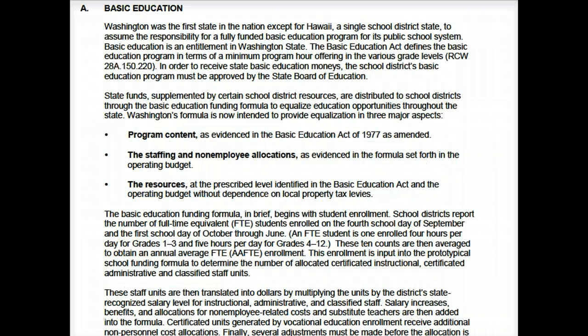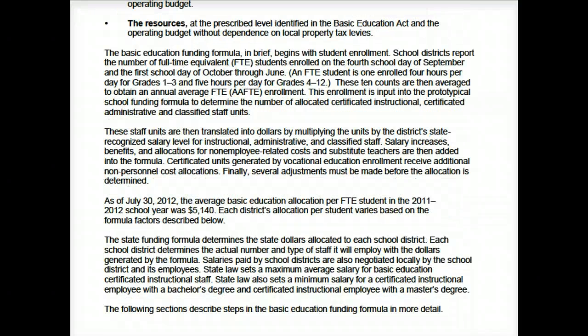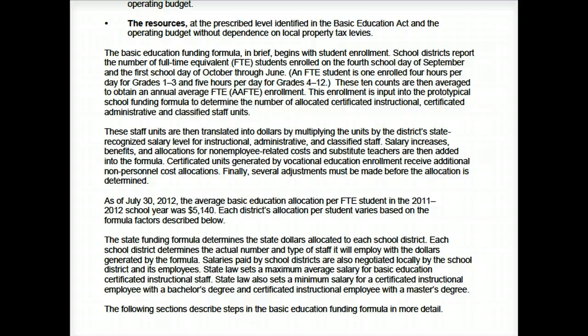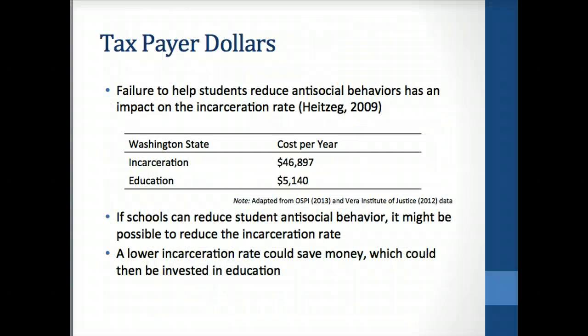In comparison, this is an excerpt from the 2013 Organization and Financing Report from the Office for Superintendent of Public Instruction in Washington, which shows the basic education allocation for each student. As you can see here, as of July 2012, the average allocation per student was $5,140, a big difference to the $46,000 it costs to incarcerate an adult. Perhaps if schools can reduce antisocial behaviour, it might be possible to reduce the incarceration rate and invest the money saved right back into education.